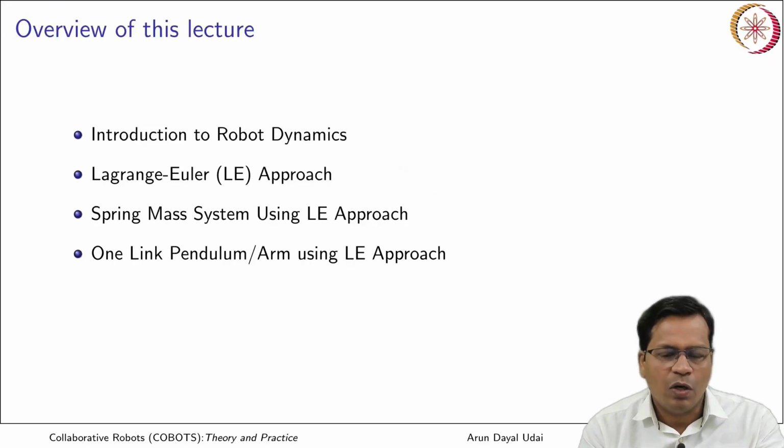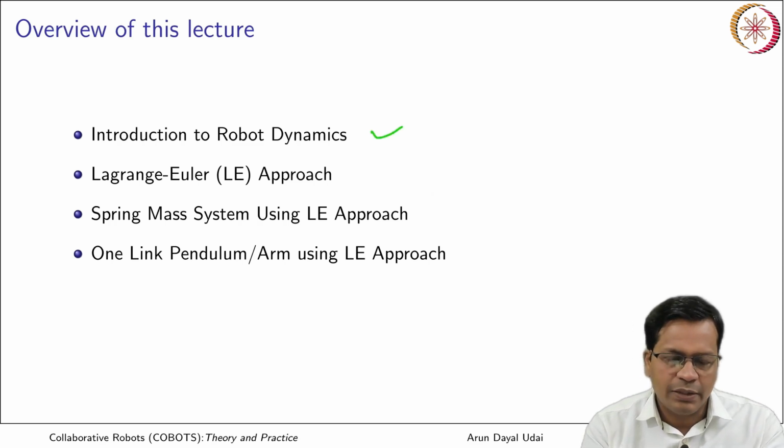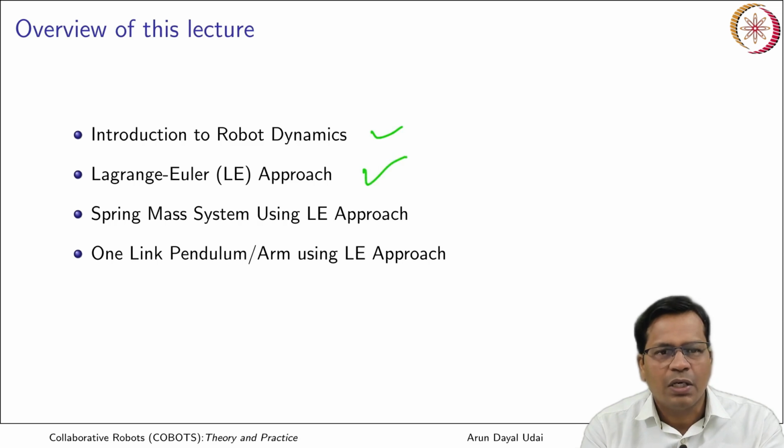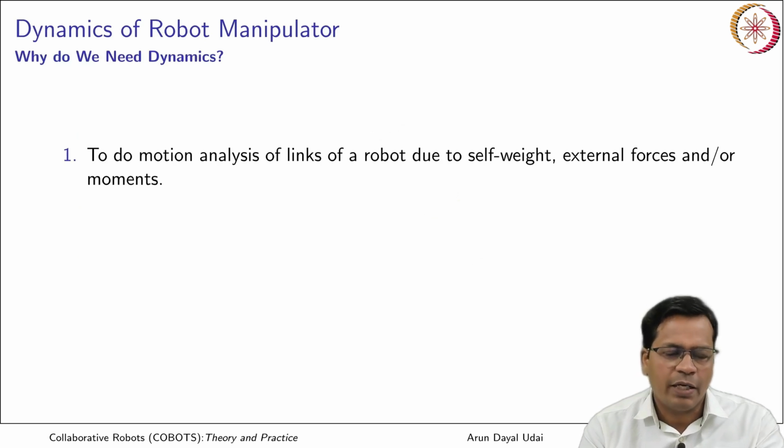So, the overview of this lecture is as follows. In this lecture, I will introduce you to robot dynamics. I will discuss the Lagrange-Euler approach. I will do a spring mass system using the Lagrange-Euler approach, and I will do a one link pendulum or an arm using the Lagrange-Euler approach. So, let us begin with robot dynamics.